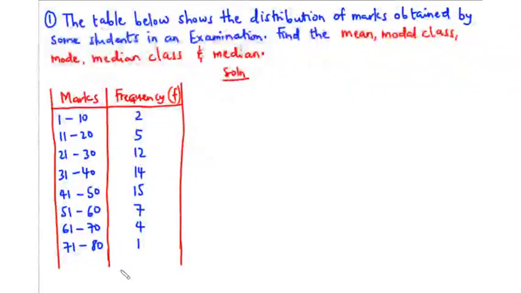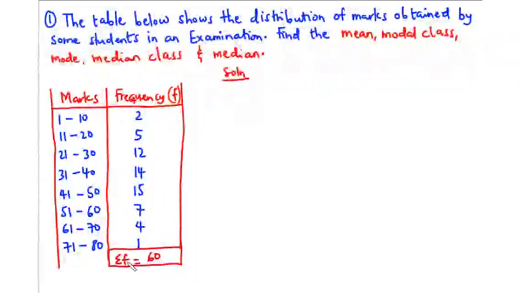So first of all, let's find the sum of f. To find the sum of f, or the sum of frequency, we need to add up all the frequency values. So let's do that together. We have 2 plus 5, that is 7. 7 plus 12 is 19. 19 plus 14 is 33. 33 plus 15 is 48. Plus 7 is 55. Plus 4 is 59. And then plus 1 is 60. So sum of f is 60. What this primarily means is that 60 students took the examination.